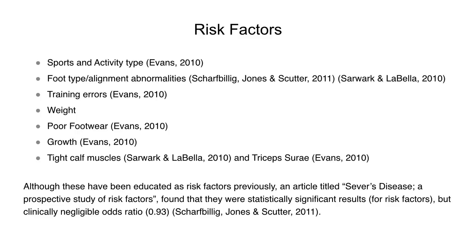Some of the presenting risk factors for Sever's disease include sporting and activity type. This may include jumping, running, and athletics, foot types and alignment abnormalities, in particular pronated feet. Other risk factors include training errors, weight, poor footwear, growth, and in particular tight calf muscles with triceps surae. Although these have been educated as risk factors previously, an article titled Sever's Disease, a prospective study of risk factors, found that they were statistically significant results. However, clinically negligible odds ratio of 0.93 was found.